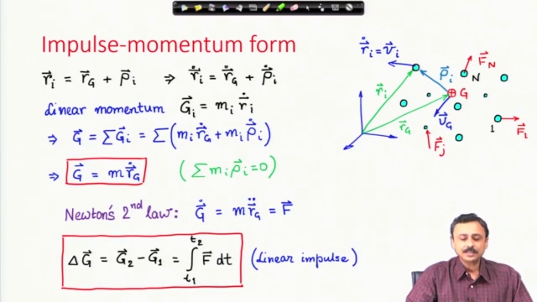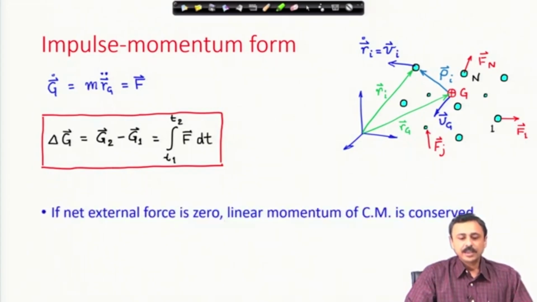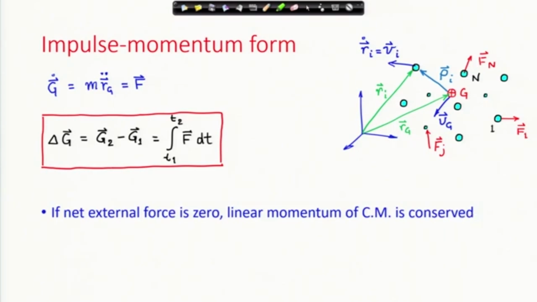So, what we have seen here is that the linear momentum of the system is related to the velocity of the center of mass, the total mass of the system times the velocity of the center of mass, and the rate of change of linear momentum of the system is equal to the net force acting on the system, and integrating this generalized Newton's second law, we obtain the linear impulse momentum relation. This is our impulse momentum relation. If there is no external force, then linear momentum of the center of mass is conserved. Here we notice once again that internal forces do not contribute, because they do not appear in the generalized Newton's second law for a system of particles.